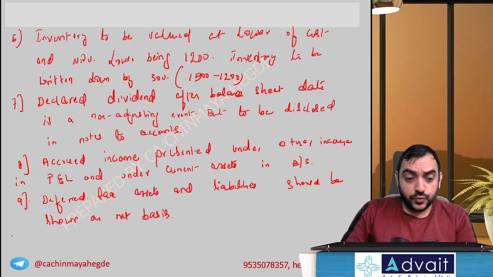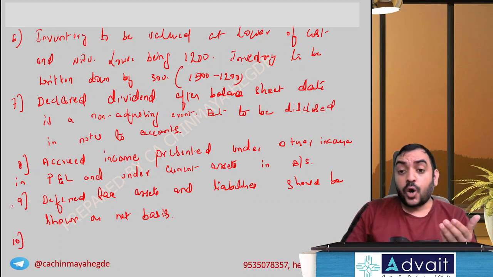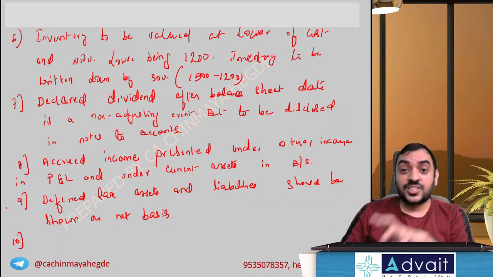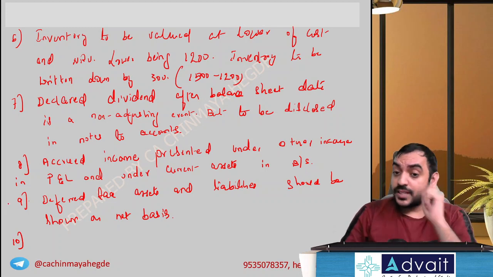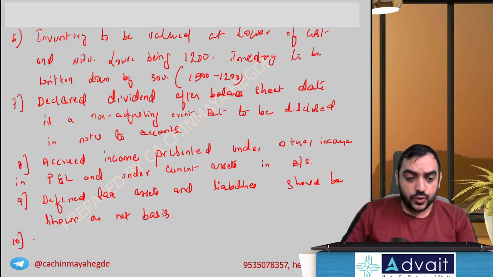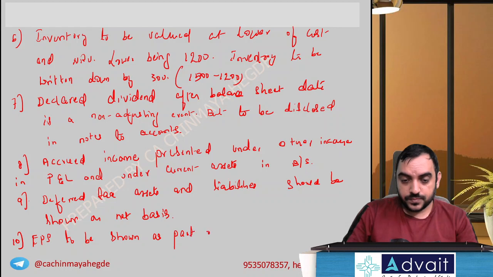Okay. And then also in the P&L account, EPS should be shown. EPS from continuing operation, discontinued operation, basic, diluted, that should be shown. That's not given. So EPS to be shown as part of P&L.